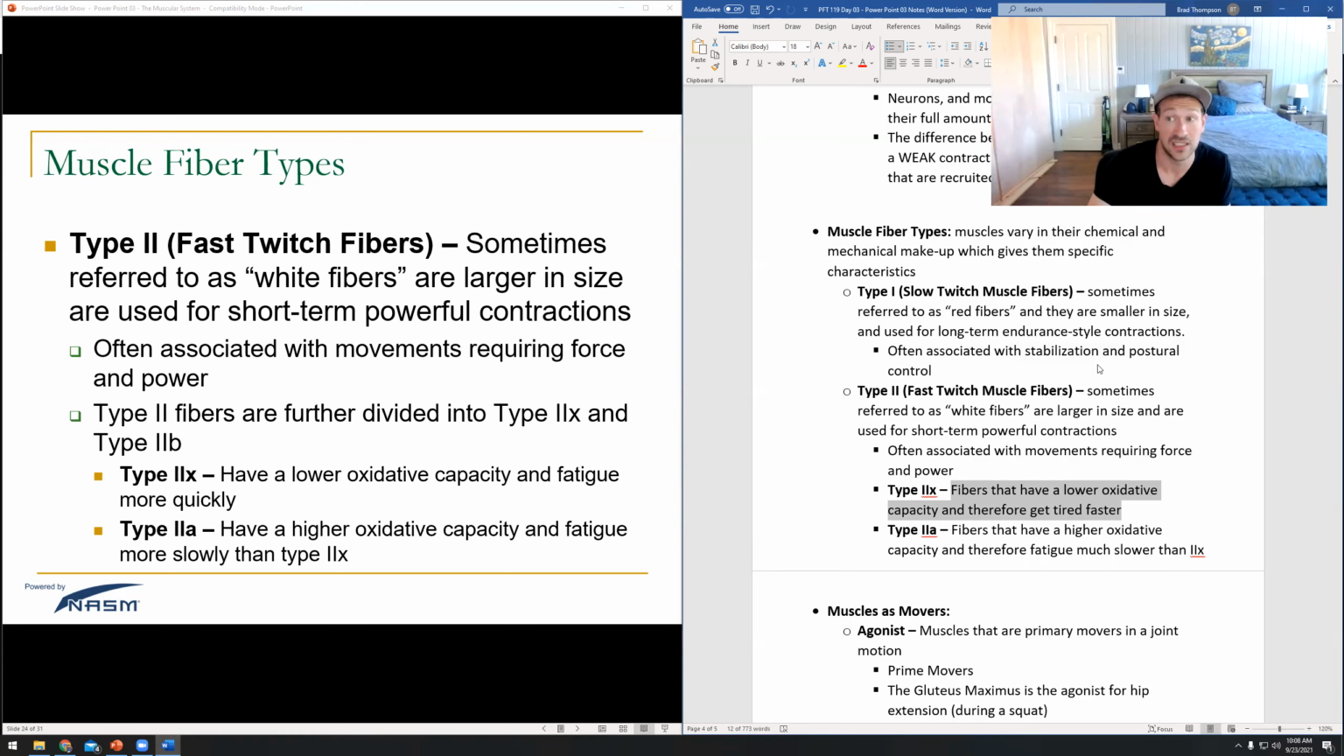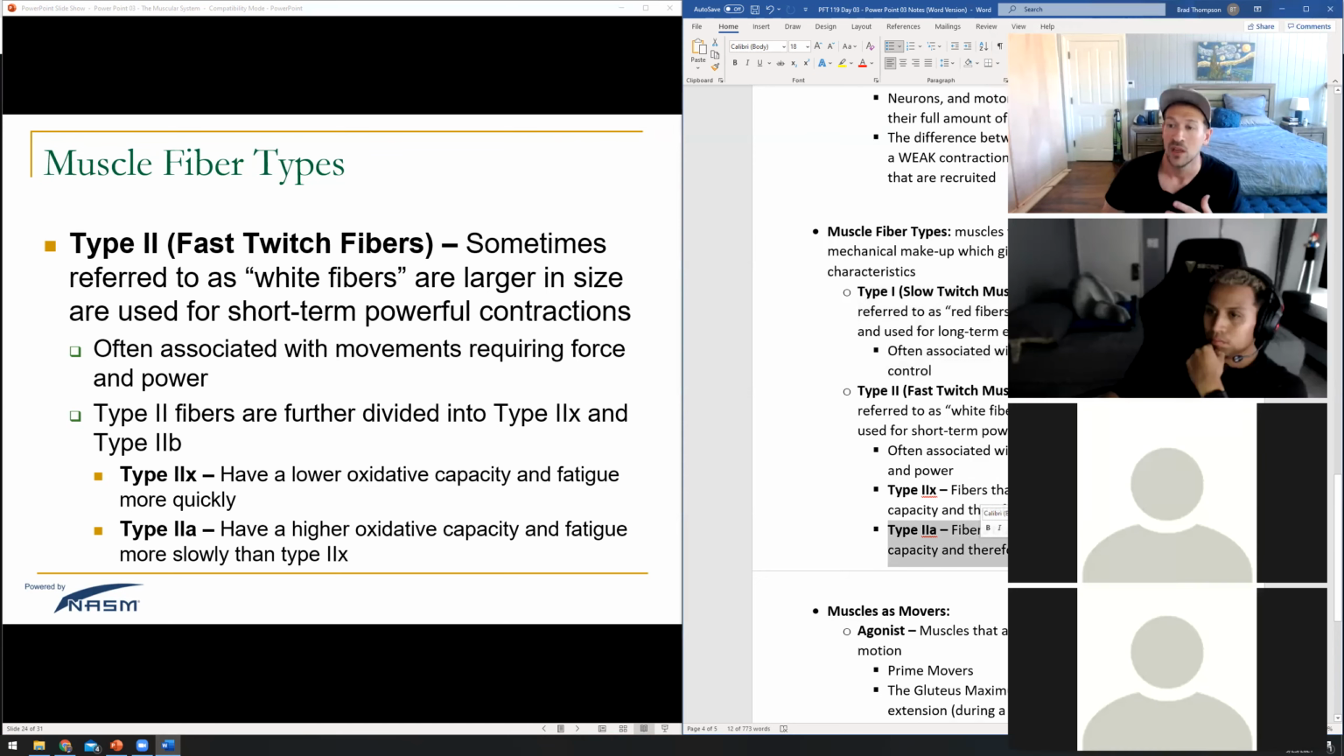Super explosive, does not recover very quickly, needs lots of recovery. That's 2X. Then you got type 2A, which has a higher oxidative capacity and therefore it fatigues a little bit slower than type 2X, but it still fatigues faster than type 1. So this is kind of like a halfway between type 2 and type 1 fiber, right?